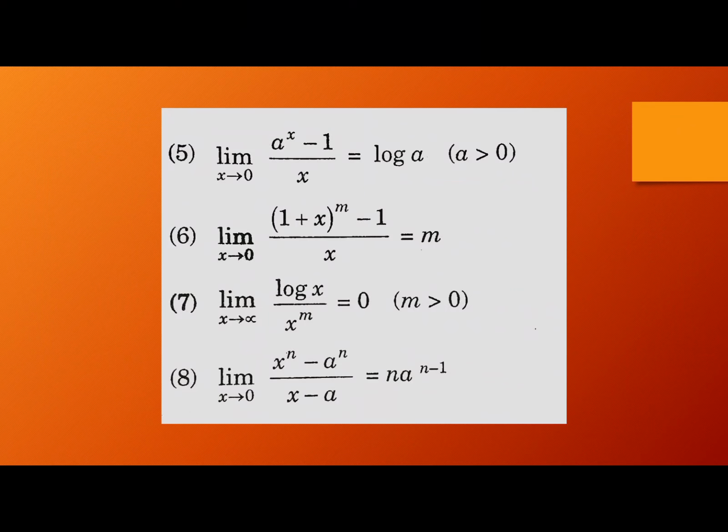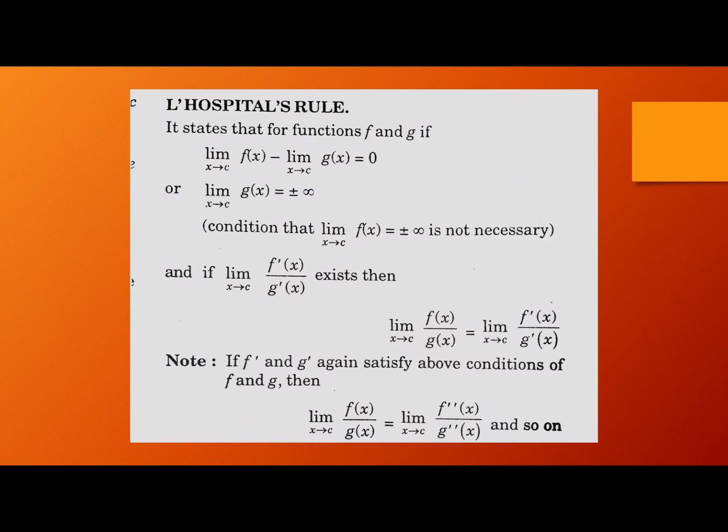Limit x tends to 0, ((1 plus x) the whole raised to m minus 1) by x is equal to m. Limit x tends to infinity, log x by x raised to m is equal to 0, where m is greater than 0. Limit x tends to a, (x raised to n minus a raised to n) by (x minus a) is equal to n into a raised to n minus 1. So those were the theorems or the properties of the limits.